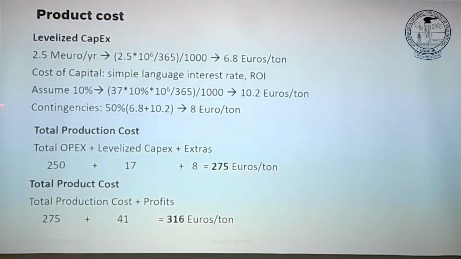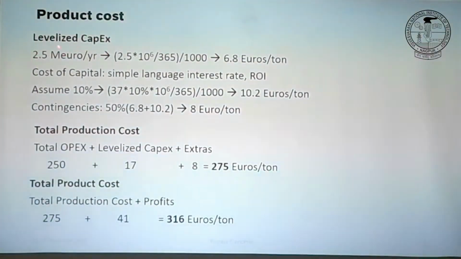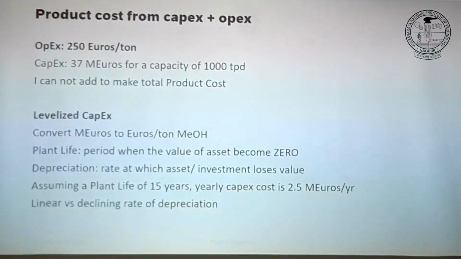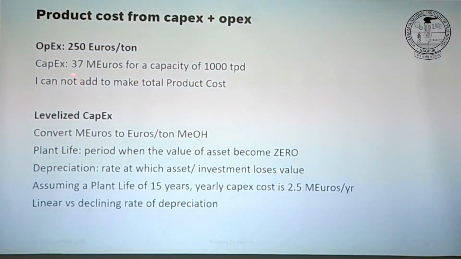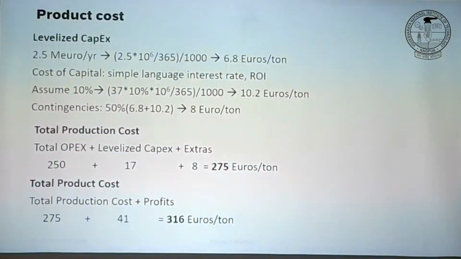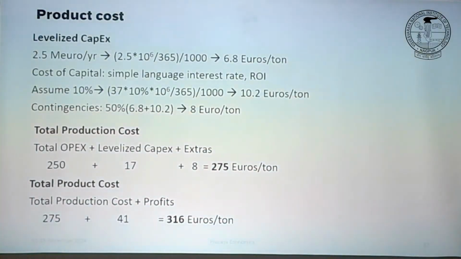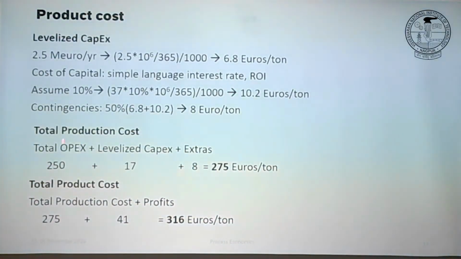If we convert, you remember our production rate was 1,000 tons per day. We said our depreciation, or the capital cost, is 2.5 million euros per year, which comes from 37 divided by 15. So 2.5 times 10 to the power 6 divided by 365 and by 1,000 tons per day gives us 6.8 euros per ton. So now we converted our capex from euros to euros per ton. That's about the cost of your plant.